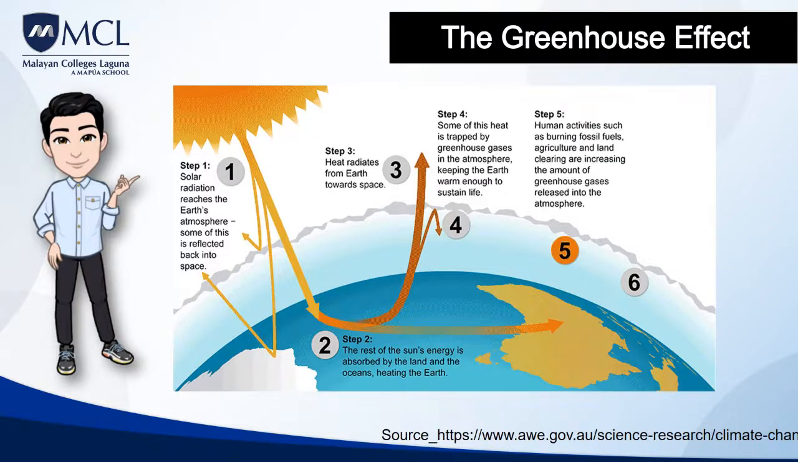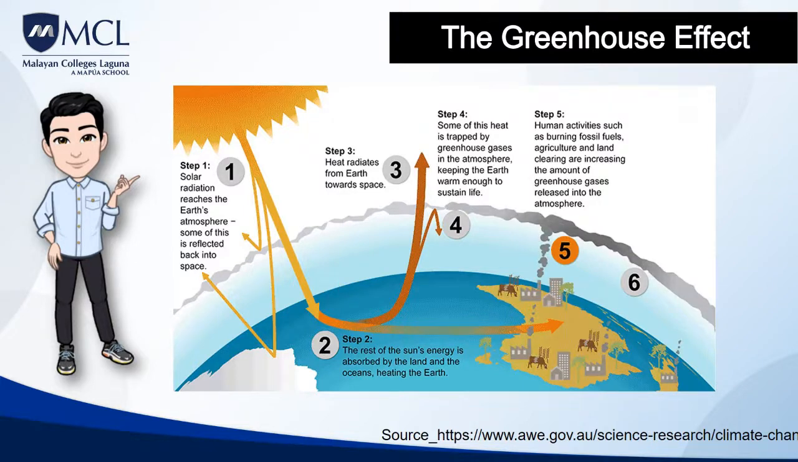Human activities such as burning fossil fuels, agriculture, and land clearing are increasing the amount of greenhouse gases released into the atmosphere. And this is trapping extra heat and causing the Earth's temperature to rise.